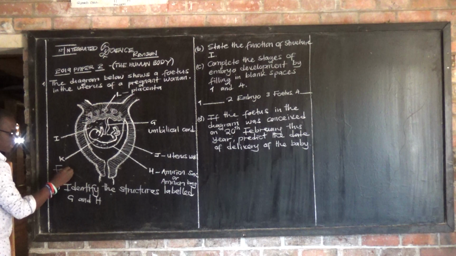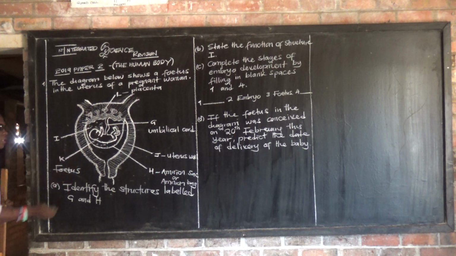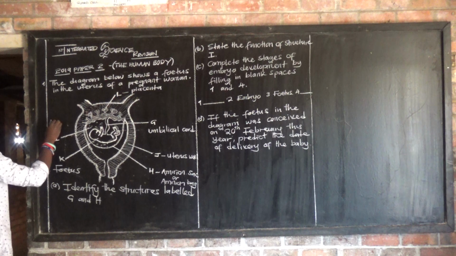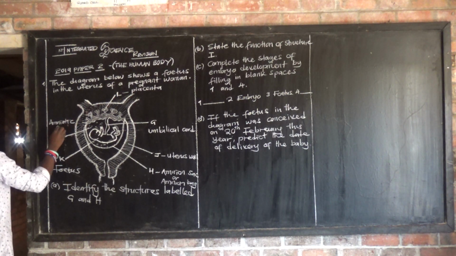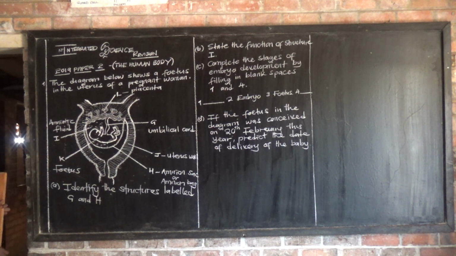Then K, this is our fetus. Take note. Then I, this is the amniotic fluid. Amniotic fluid. So these are the parts we have.